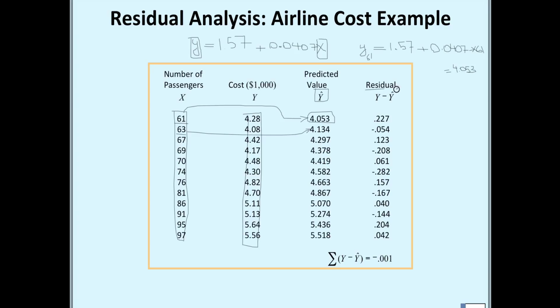So the residual would be the difference between what you observed, y, and what you predict for that observation. So y minus y hat. For the first observation it is 4.28 minus 4.053, and the difference is 0.227. That means our prediction is $227 less than the actual cost for 61 passengers. Here it means our prediction is $54 more than the actual cost, and so on and so forth. So that is the residual value.